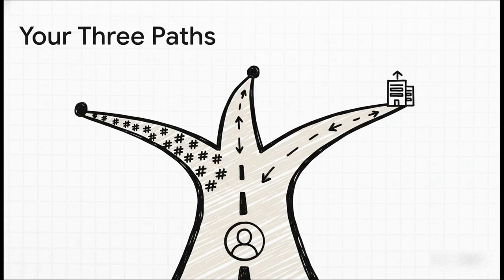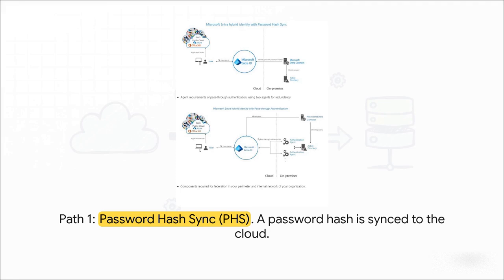First is password hash synchronization, which we'll call PHS. Second is pass-through authentication, or PTA. And the third is federated authentication, which is often handled by something called ADFS. So let's break down what each of these really means. First up, we've got password hash sync, or PHS.